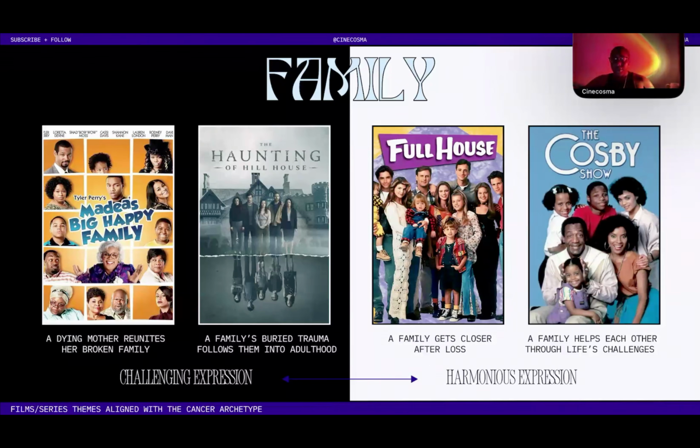The Haunting of Hill House is a horror series. Medea's Big Happy Family is a drama movie. So, two different genres, two completely different vibes, but the ultimate theme is still surrounding family.